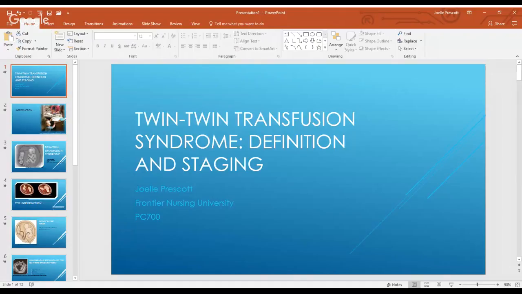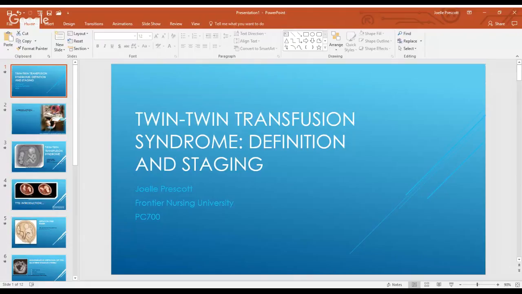Twin-twin transfusion syndrome is unequal blood sharing between two twins. It consists of a donor twin and a recipient twin when the blood flow is unequally shared, which results in a cascade of problems for each donor and recipient twin. A brief introduction: the unequal blood sharing is created by placental anastomoses, which is unequal branching between both twins. There's placental branching because both of the twins share a placenta.